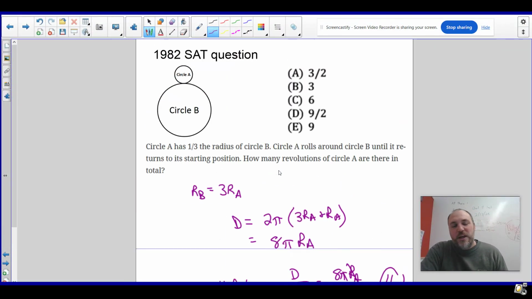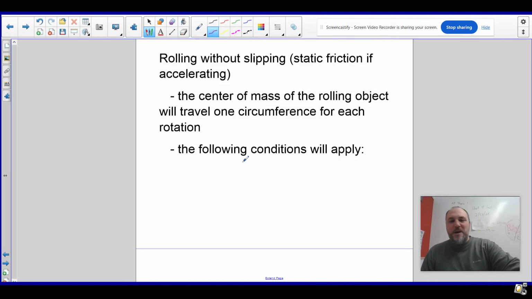So if you would like to try that, just to make yourself feel more comfortable with this SAT question, you could cut 2 circles. One circle needs to have 3 times the radius of the smaller one. And as circle A rotates around circle B, you're going to see that it would actually go 4 full revolutions as it goes around circle B. So when we do rolling, just keep in mind that it is the center of mass that's traveling, that's covering that distance. One rotation is equal to one circumference traveled, and it's the center of mass that is traveling that distance.